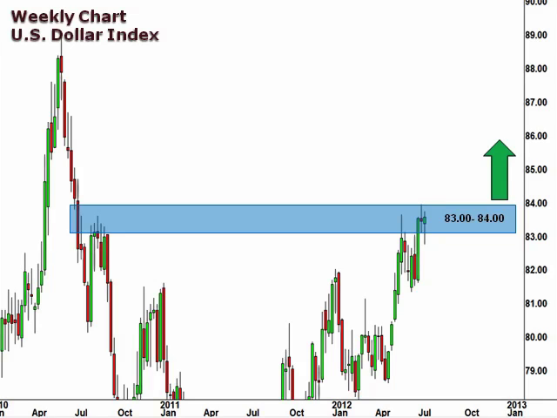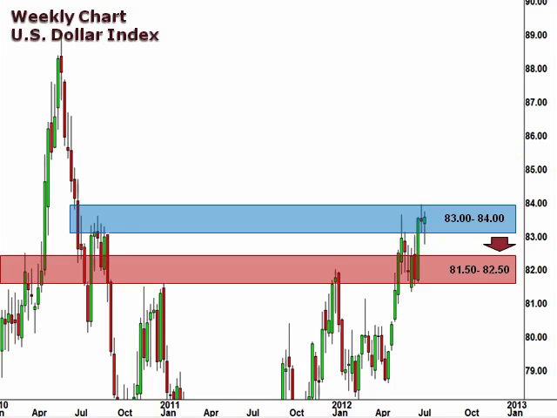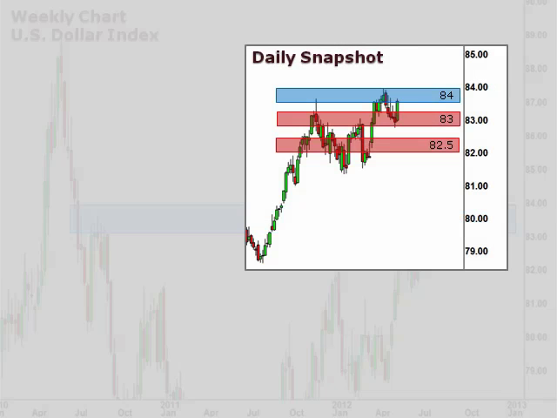A break above 84 opens the window for a continuation of the uptrend. A break and subsequent close below 83 suggests a likelihood of a retest of support at the 81.5, 82.5 focal zone. Let's take a quick look at the daily snapshot. The daily snapshot reflects last week's retracement lower with Friday's strong close to the upside. Once again, a break above 84 opens the window for the US dollar to trend higher against most majors.